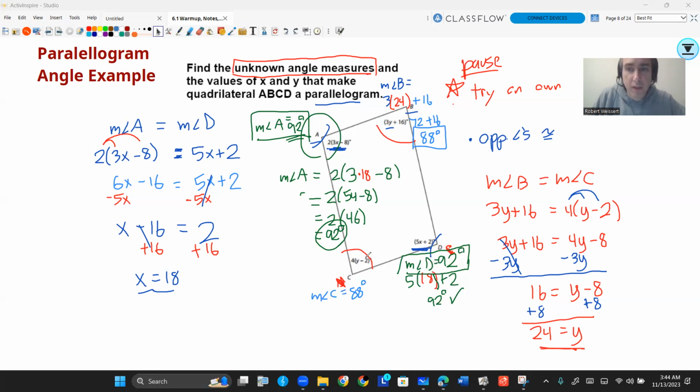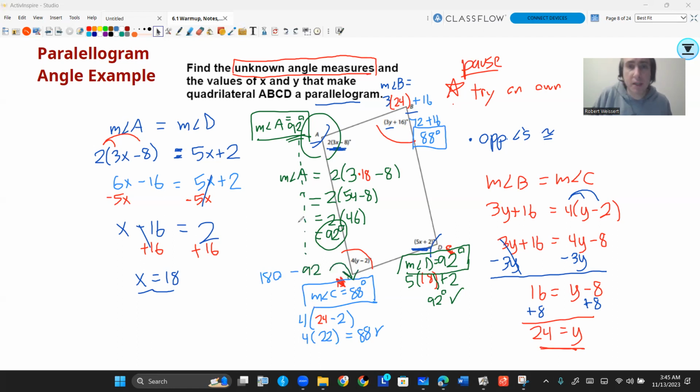But I can verify by plugging in 24. So it's going to be 4 parentheses 24 minus 2. 4 times 22, which is going to be 88. So that does check. And if you notice that I could also get the 88 by doing 180 minus the consecutive angle. I could take that 92 and subtract it from 180. And that's going to also give me 88.